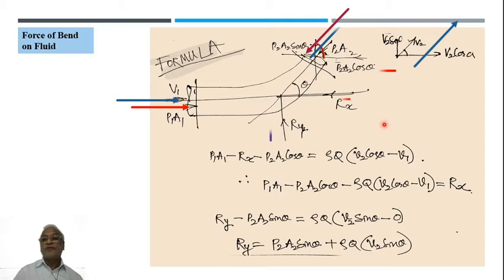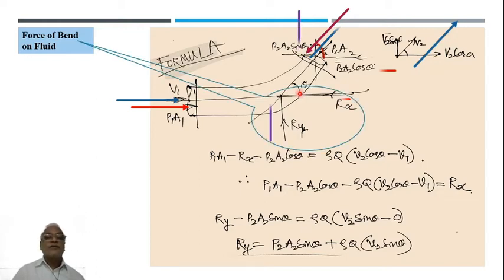Then Ry is the force in the y direction, and P2 A2 sin theta is the component of pressure force coming downwards. So Rx and Ry indicate forces on bends, as just now shown. This resultant force R will be acting on the bend, right? Or the bend will be putting a force on the fluid.